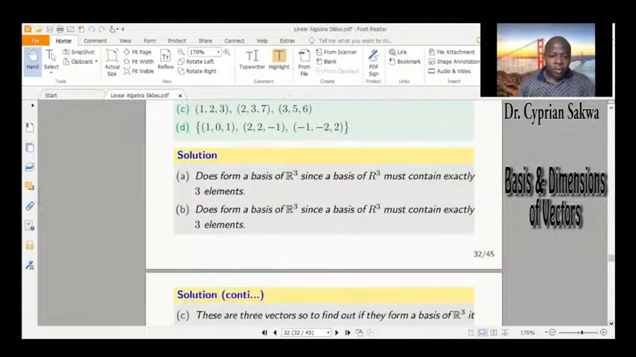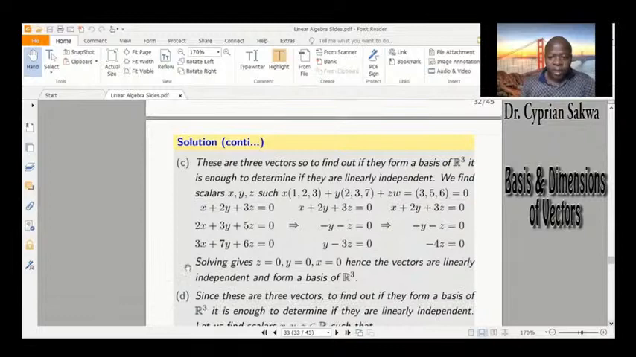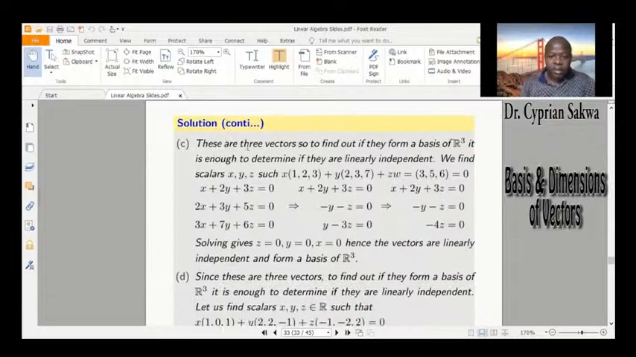So let's now proceed to check whether C is a basis. And see what I've stated. I've said that these are the three vectors. To find out whether they form a basis of R3, it's enough to determine if they are linearly independent. Once they're linearly independent, of course, they'll form a basis. They'll span. If they're linearly independent, it means they span R3, and therefore they form a basis of R3.